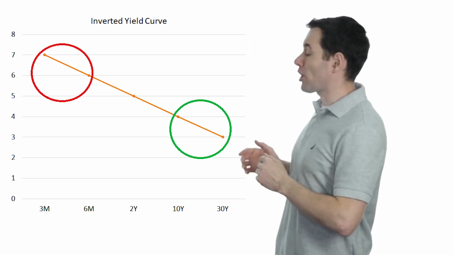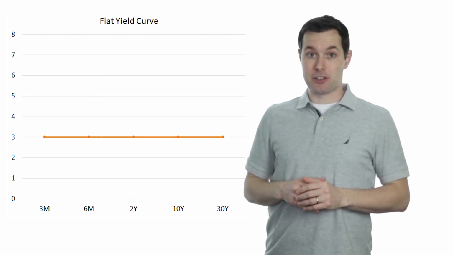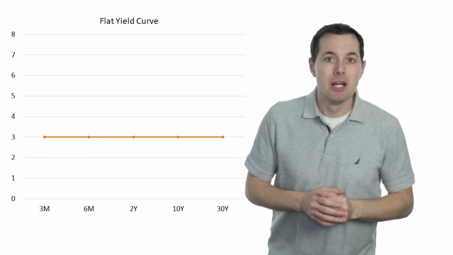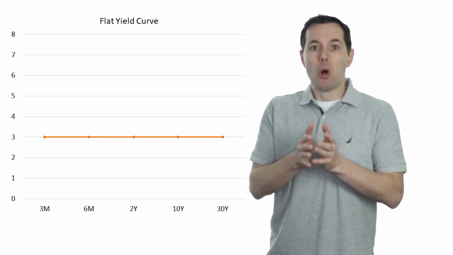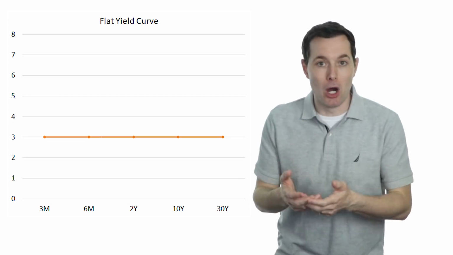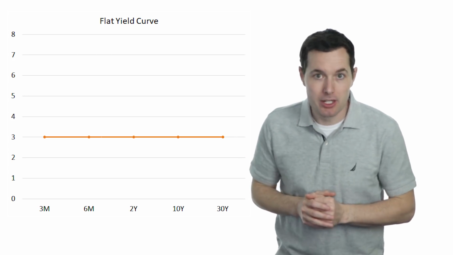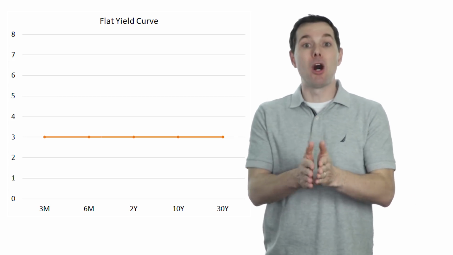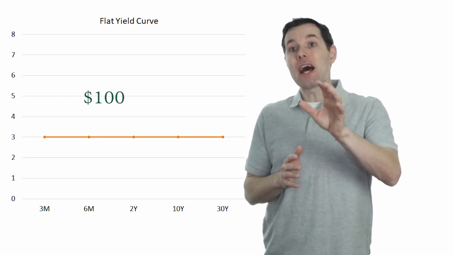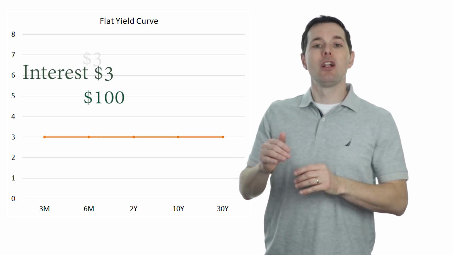So now let's switch this chart from an inverted yield curve to a flat yield curve to demonstrate how this might happen. And it's important here to remember what happens when investors buy a bond and how the yield is calculated. So if we were to buy a bond and that bond cost us $100, and that bond is going to pay out $3 every year.